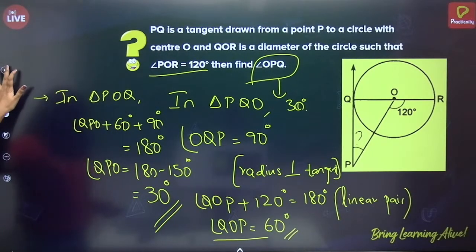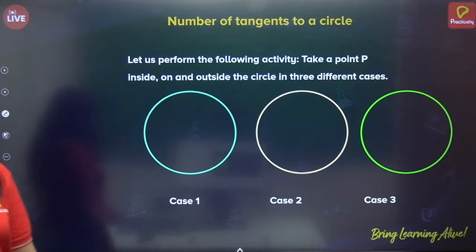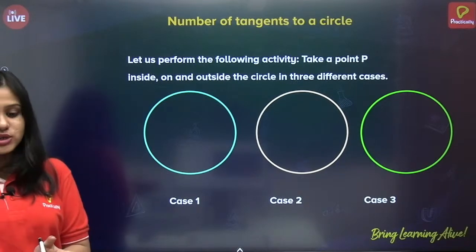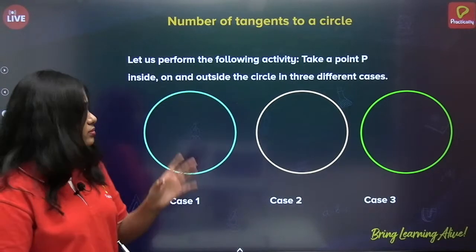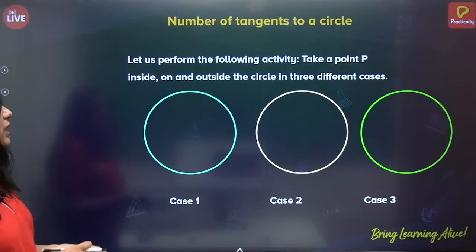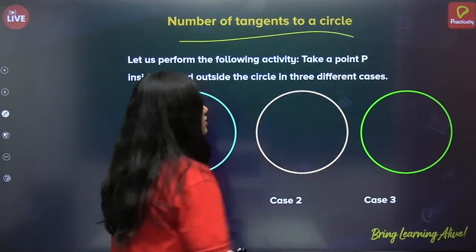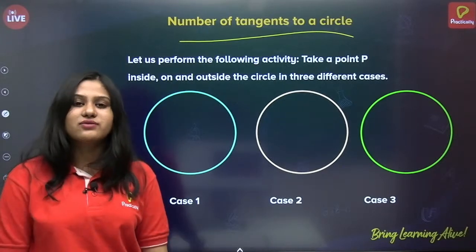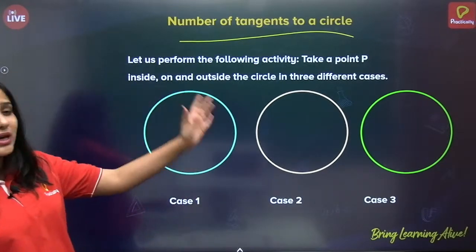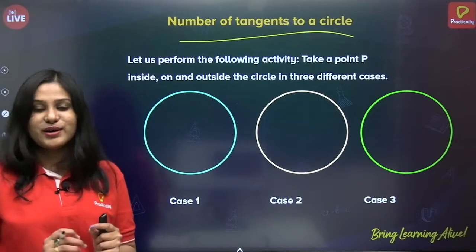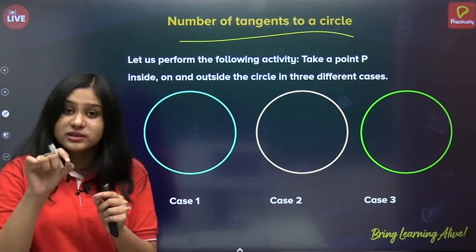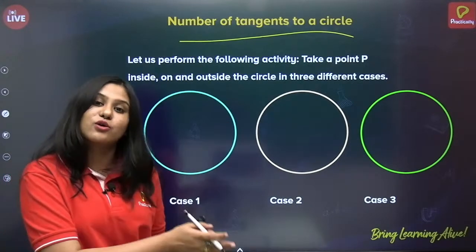Alright, next. Now we have seen a tangent, what a tangent is, and also one theorem. Now let us go into the next topic: number of tangents to a circle. You might be wondering, there's only one tangent we have just studied, so why are you telling number of tangents? Here we will be checking whether the point is inside the circle, on the circle, or outside the circle.